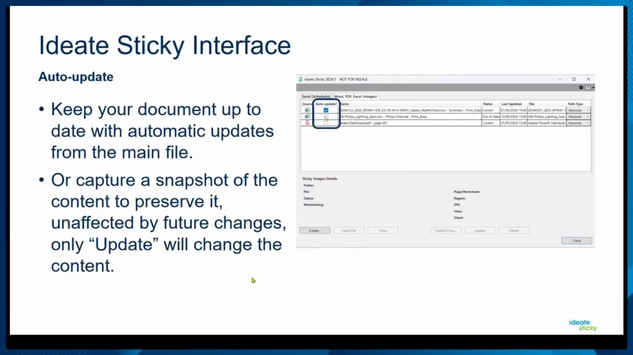Another feature with Ideate Sticky is the auto update feature. When auto update is checked, every time you open Revit, it will scan for any changes and bring in the most recent version of the file that you linked into Revit. Alternatively, if you want to keep a snapshot of the old version at the time when the file was brought in, you can just leave auto update unchecked. That means that when you open Revit, it will not update.